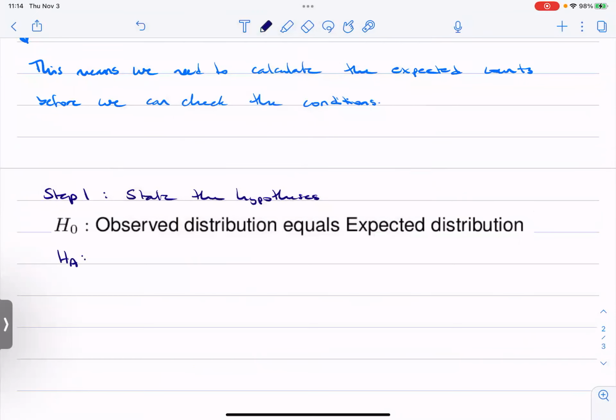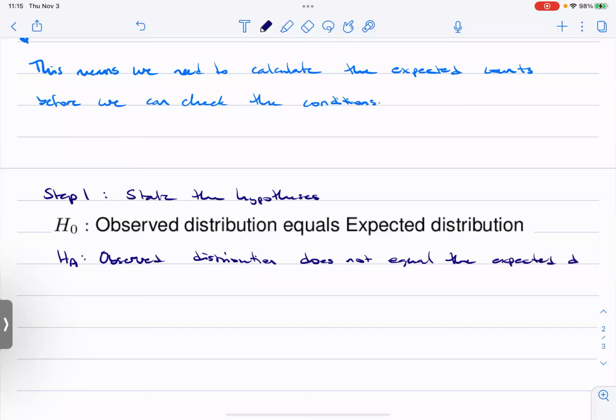The null hypothesis is that the observed distribution equals the expected distribution, which means that the alternative is the observed distribution does not equal the expected distribution. Of course, you're going to make that question specific, and it can get a little hard to word sometimes, but just do your best, referring to the variable that you're talking about.